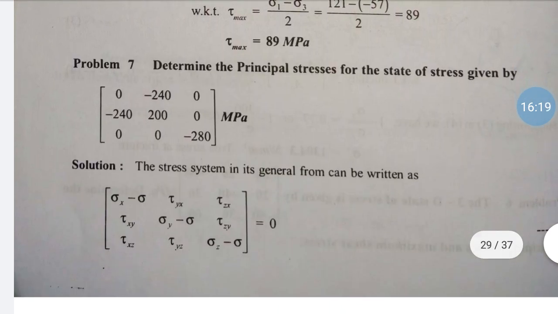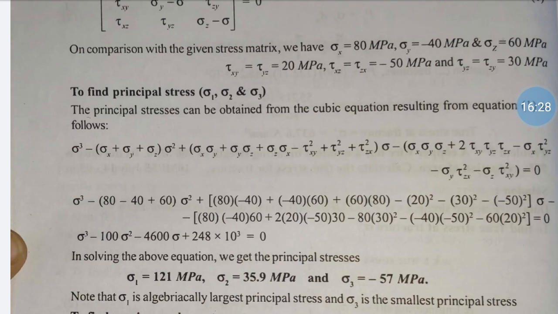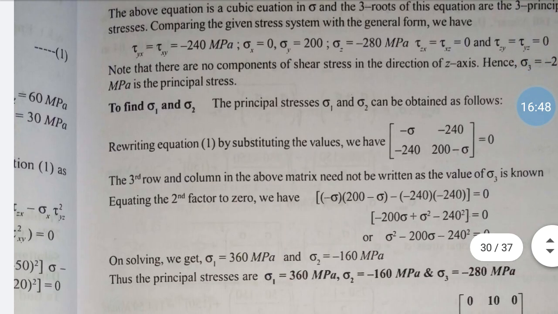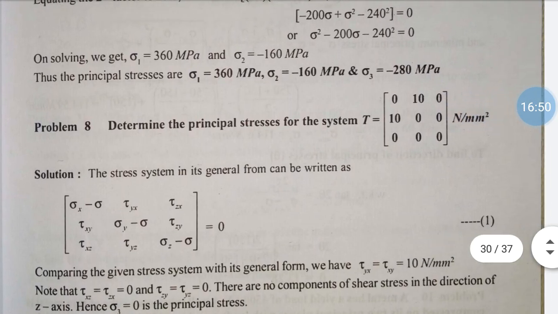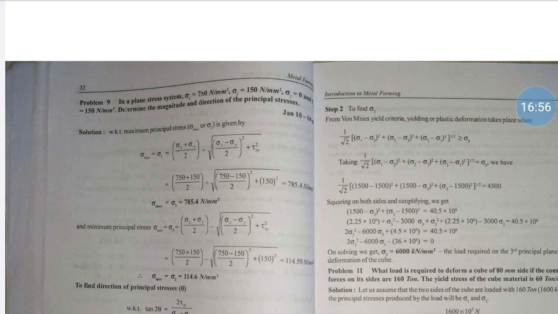The same thing is there in the seventh problem also. Only principal stress you need to find out. And here you will get one doubt: simultaneously, see here, stress 3 minus 10 minus 100, stress 2 minus 4600, stress plus 248 in 10 to the 3 is equal to 0. That means a simultaneous equation. With the help of that only you need to find stress 1, stress 2 and stress 3. Next, the seventh problem is almost the same. The eighth problem is also the same, principal stress only. The ninth problem is also the same.